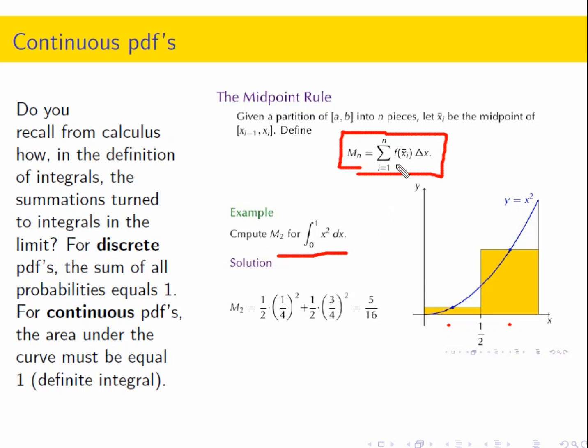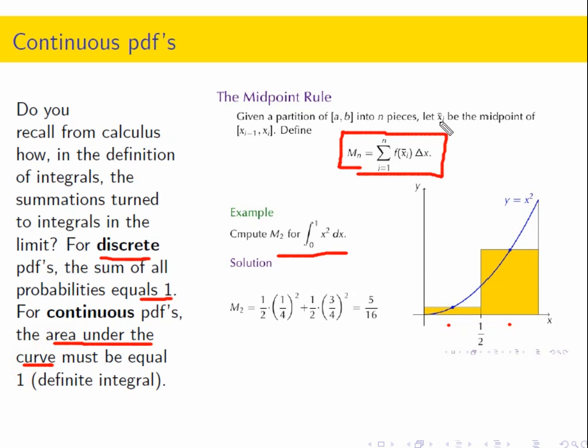Our PDFs, or the expected values of our PDFs, are just the sums of these probabilities. If we think of summing up all the probabilities, it'll be equal to 1. Now instead of a summation, we're going to have an integral. So for discrete PDFs, we sum up all the probabilities, and that's equal to 1. For a continuous PDF, we're going to use the area under the curve.